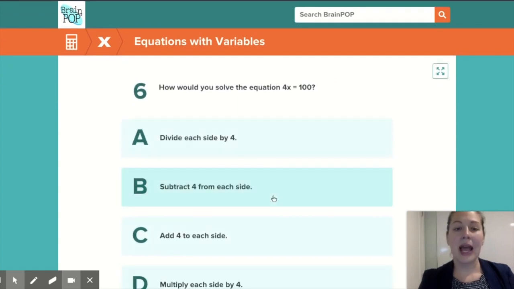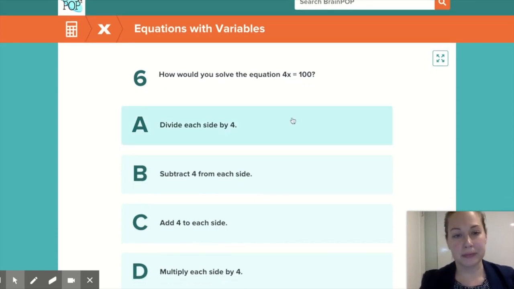All right, number 6, how do you solve the equation 4x equals 100? Well, a number and a variable next to each other without any sign, that actually means multiplication. So if I want to undo multiplication or find the inverse of multiplication, what is that? It's division. So if this is multiplied by 4 on this side, I want to divide by 4 on this side to cancel it out. And then I want to also divide by 4 on this side so that we can balance the equation. So divide each side by 4.